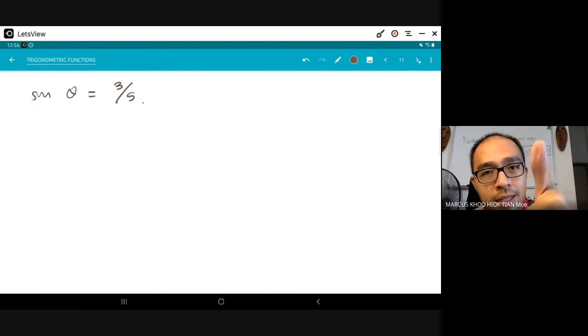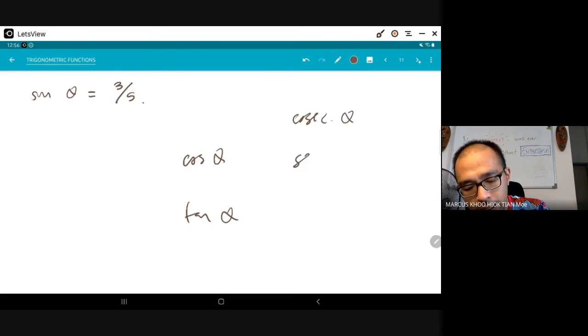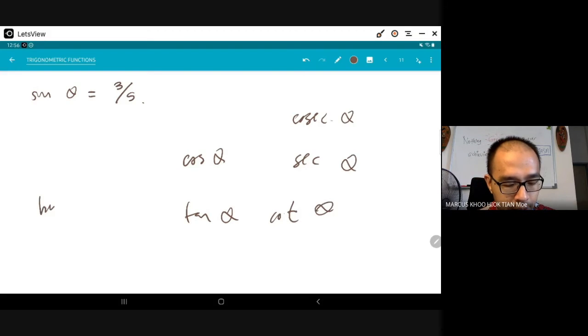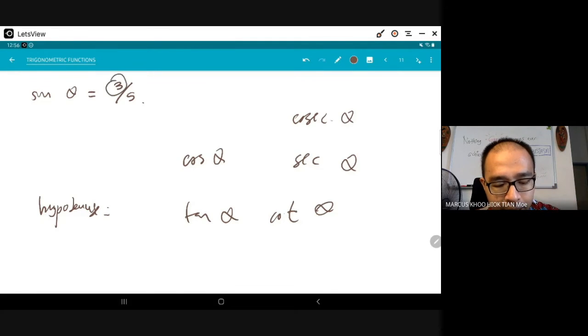The hypotenuse and the other 5 values: cos theta, tangent theta, cosecant theta, secant theta, and cotangent theta. And what is the hypotenuse? Okay, try to do it now. Draw the triangle yourself. Put the 3 and 5 in the correct places. Oh, sorry, not the hypotenuse.